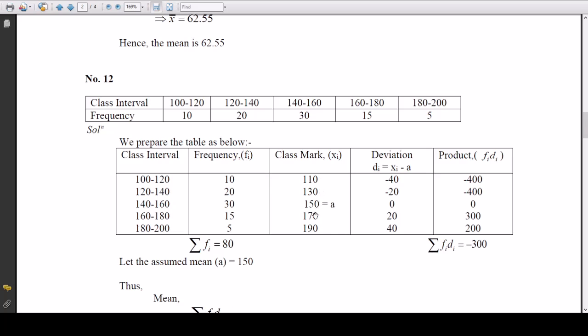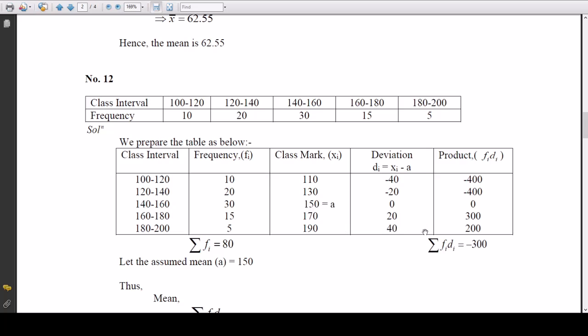Now just see, the class marks that we are getting are 1, 2, and here also below 1, 2. That means just assume that 150 is the assumed mean. Now we'll take 150 to be A. Then what will be the deviation? xi minus A. 110 minus 150 is minus 40. 130 minus 150 is minus 20. 150 minus 150 is 0. 170 minus 150 is 20. 190 minus 150 is 40.